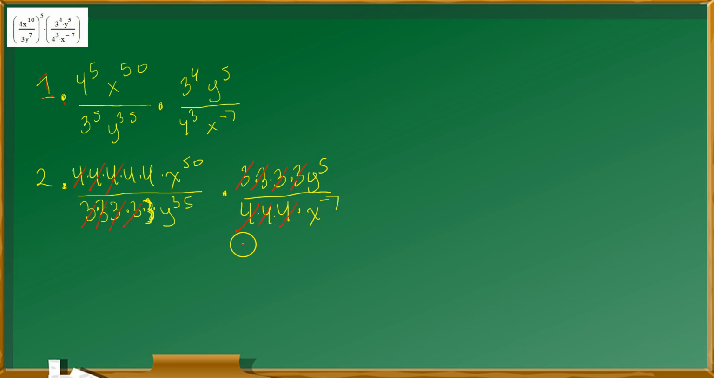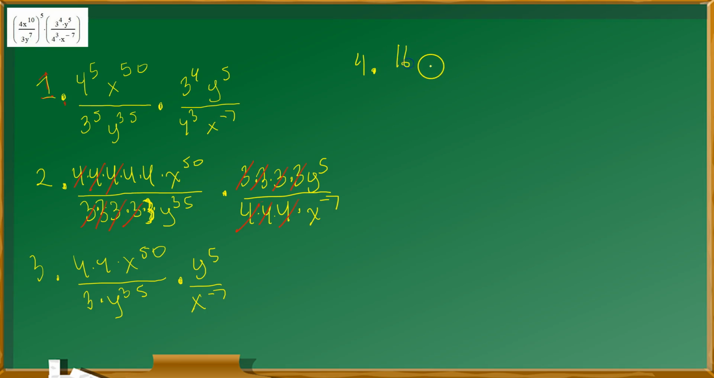And now let's rewrite this at the next stage. So stage number 3. Up here I have 4 times 4 times x to the 50th. That's the only thing left over. Then I have here 3 times y to the 35th. That's the only thing left over. Then I have multiplication here by y to the 5th over x to the negative 7th. So up here now, step number 4, I'm going to continue as follows. 4 times 4 will give me 16. I copy the x to the 50th. On the bottom I have just 3. And I keep this multiplied.